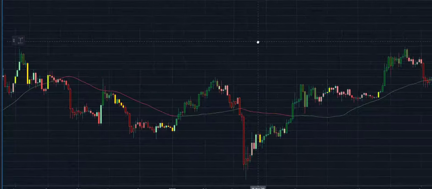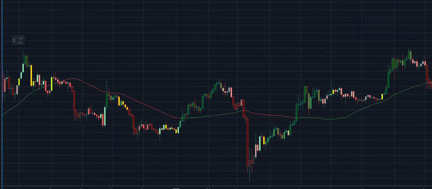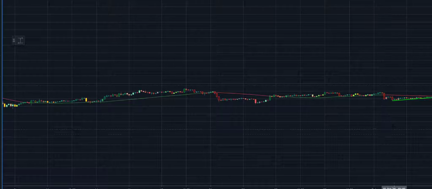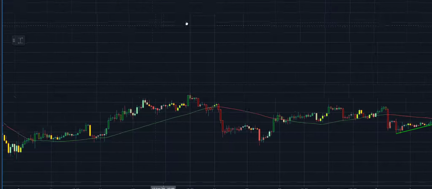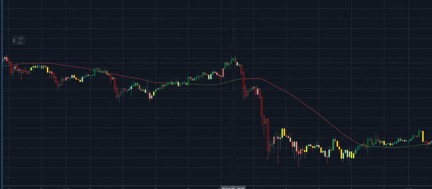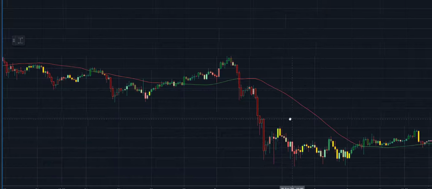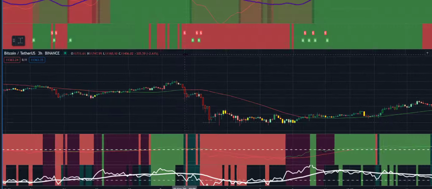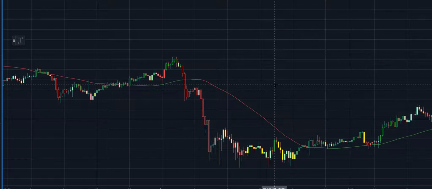It does work on lower time frames, so let's just take the 3 hour for example. So again, you can see up here just how well it's caught it on the 3 hour. You would then be short, or you'd wait for a breakdown below the moving average, and you can just see just how well it catches the trend. So it does work on multiple time frames.